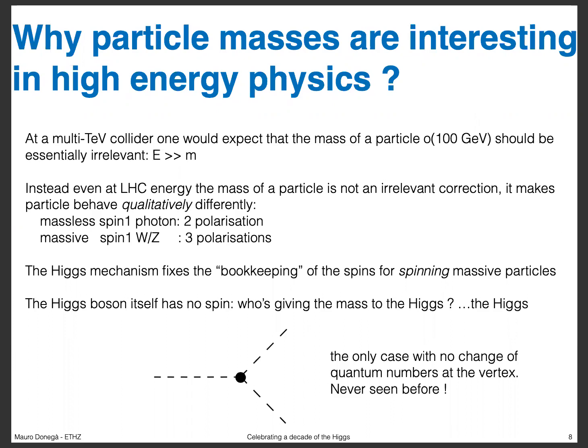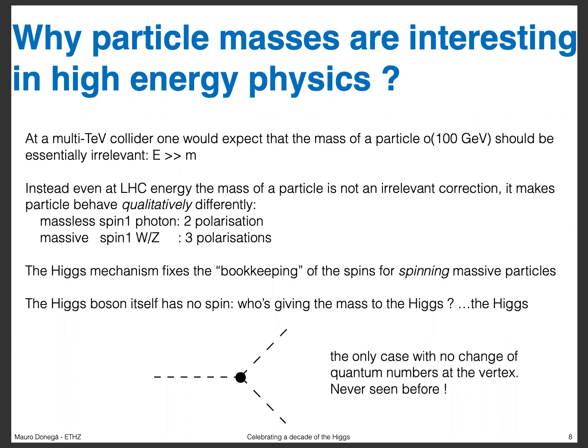And the Higgs mechanism is essentially the easiest way to fix the bookkeeping of all the spins of the massive particles. Now, there is a catch: the Higgs boson itself is not spinning. It doesn't have charge, it doesn't have spin, it basically has only mass. And so who's giving the mass to the Higgs? The point is that it's the Higgs field itself, through self-interactions.